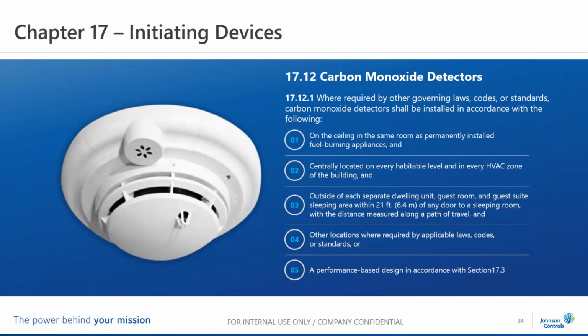Now, we do say for the third one here, outside of each separate dwelling unit, guest room, guest suite, within 21 feet of any door to a sleeping room. So there is an acknowledgement that we want to have a carbon monoxide device in the room, or in the floor, kind of like what we do with smoke alarms.